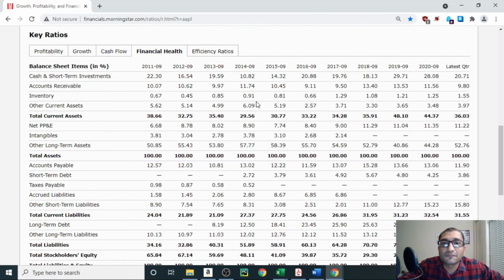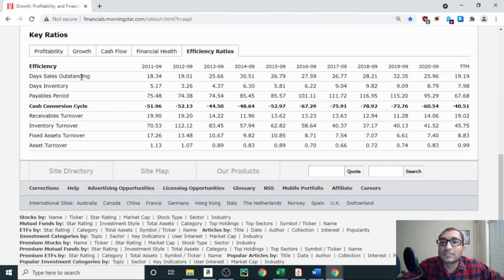Now let's look at the company's efficiency ratios. The first item on the list is the days sales outstanding. This number gives us an idea of how many days go by from the day Apple recognizes its sales to the day it actually receives cash for that service rendered. Back in 2011, Apple's days sales outstanding was about 18 days, and for the year 2020, it was about 26 days. Ideally, we want the days sales outstanding number to stay steady, and we can see that Apple's has stayed fairly steady from the year 2013 through 2020.